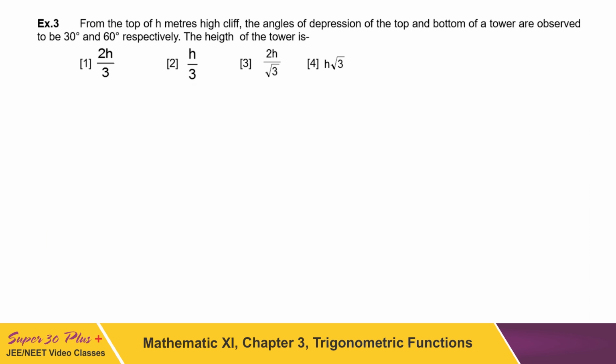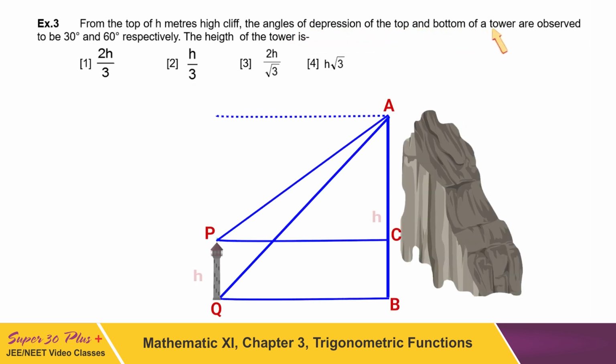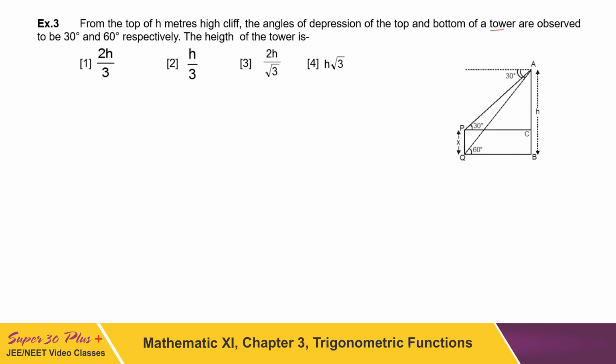Students, let's see one more example. From the top of an H meter high cliff, the angles of depression of the top and bottom of a tower are observed to be 30 degrees and 60 degrees respectively. The height of the tower is: option 1, 2H by 3; option 2, H by 3; option 3, 2H by root 3; and option 4, H root 3. First of all, we are going to draw the figure of this question. This is here.